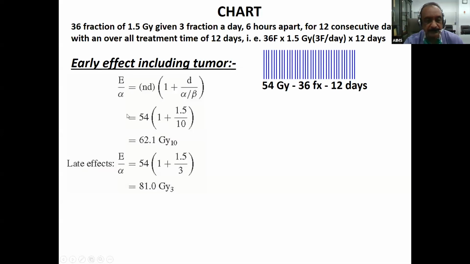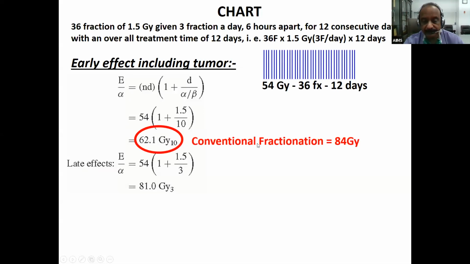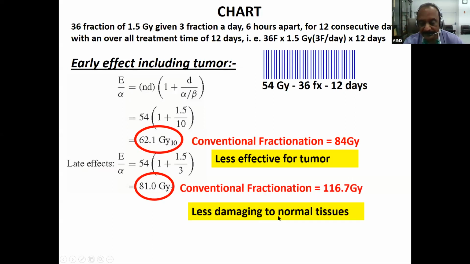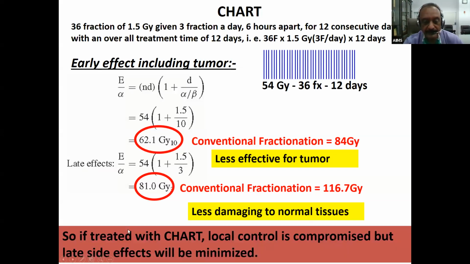Again, you calculate the biological effective dose for tumor, it comes out to be 62.1 gray. With conventional fractionation, it was 84 gray, which means that if treated with CHART, it will be less effective for tumor. Late effect, 81 gray. With conventional fractionation, 116, which means less damaging to the normal tissue, which means that if we treat with CHART, there will be compromise in local tumor control, but late side effects will be minimized. So this is what I am predicting from the linear quadratic model. Again, I need to validate.